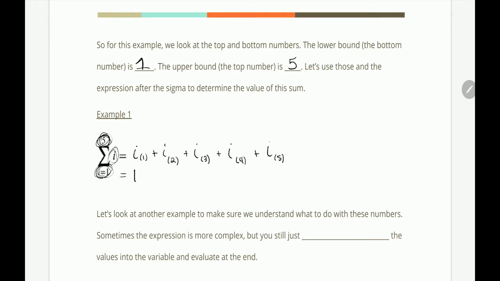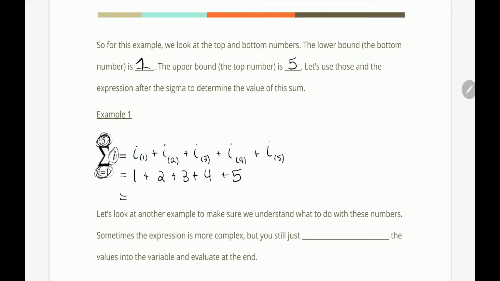So here we've got 1 instead of i. Here we're using a 2 instead of i. Here we're using a 3 instead of i. Here we're using a 4 instead of i. And then here we're using a 5 instead of i. We're just replacing the letter with the number that we wrote down here.